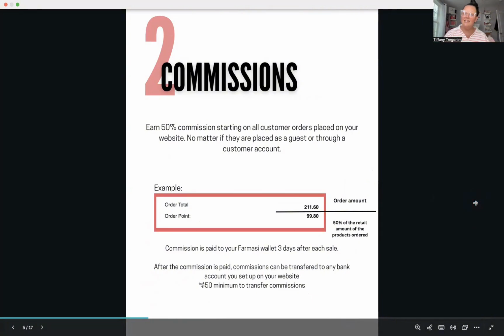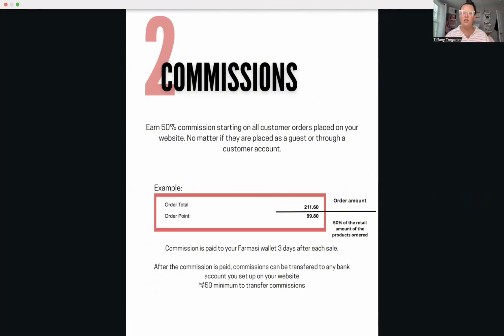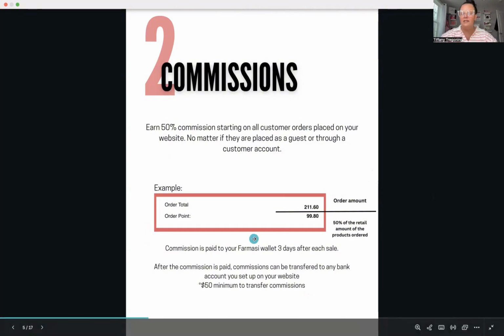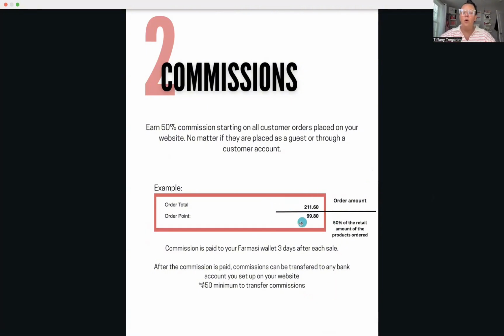The next thing is going to be the commissions. Okay. So if you're here with Farmasi, I'm sure you've heard all about the amazing commissions that Farmasi pays. Commissions are going to start at 50% commission for the US and Canada. Okay. So when somebody places an order on your account, here's like a little example of an order total and then what that order point is. Basically, that's going to be that 50% of an order.